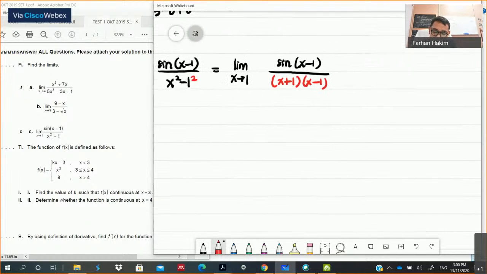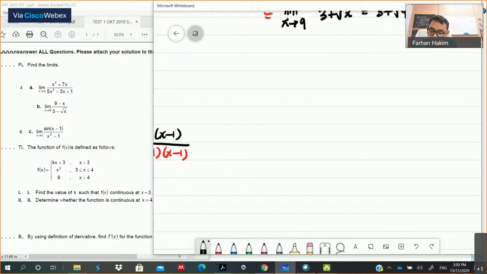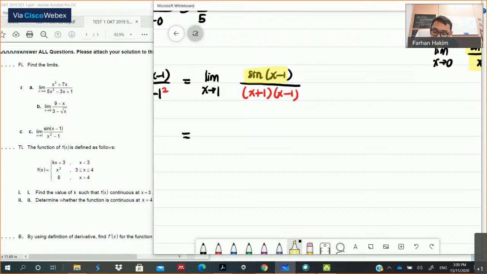And then the intention is to put this in the form of the squeezing theorem, given by the limit as x approaching 0 of sine of x over x, which is equal to 1. So our intention is to put sine of x over x. In this case, we want to put this sine of x minus 1 with x minus 1, the one that has that x minus 1 there. So we can rewrite this as the limit as x approaching 1 of 1 over x plus 1 first, and then sine of x minus 1 over x minus 1.